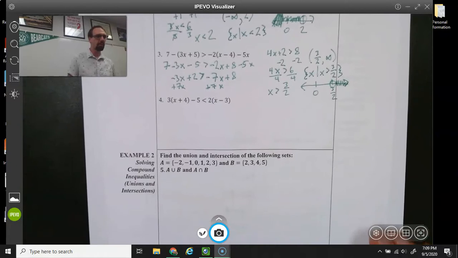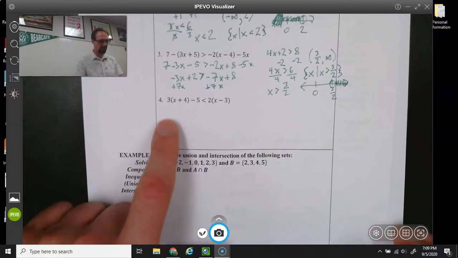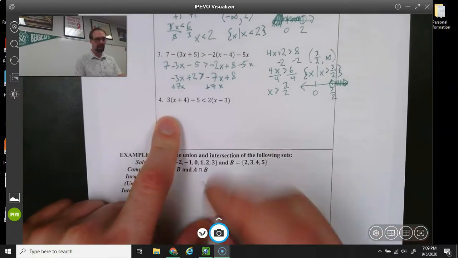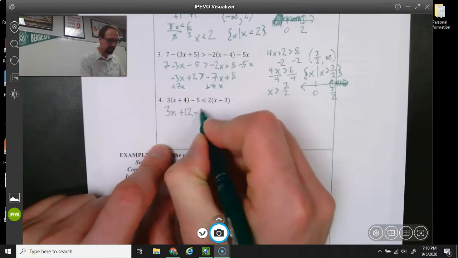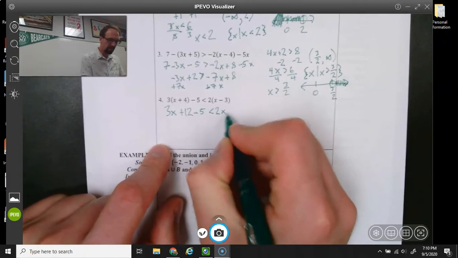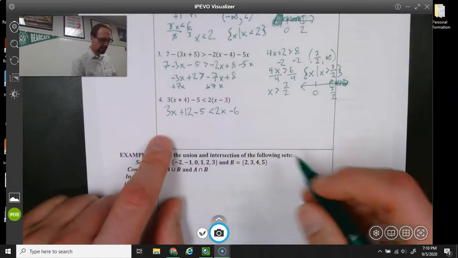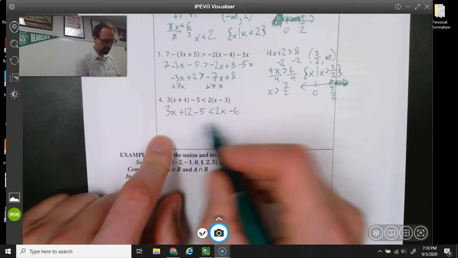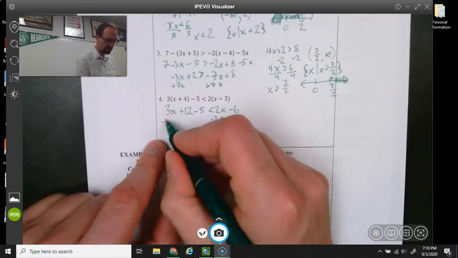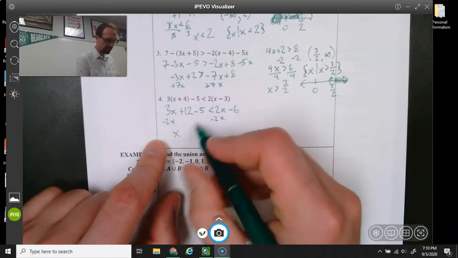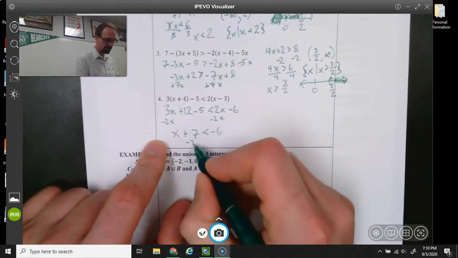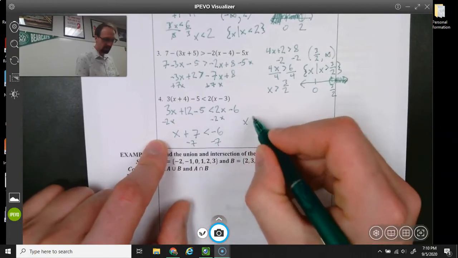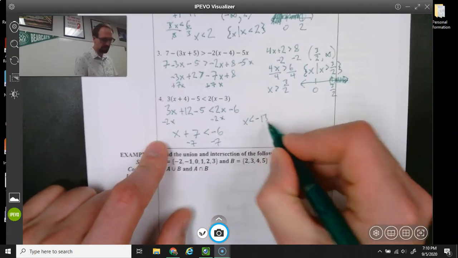And then number 4. Number 4, it looks like I need to distribute the 3x first. So 3x plus 12 minus 5 is less than 2x minus 6. Let's see. If I subtract 2x on both sides, I'm left with x, combine those, plus 7 is less than negative 6. Minus 7 on both sides, and you get x is less than negative 13.